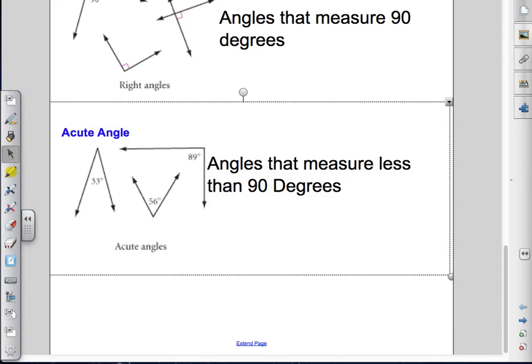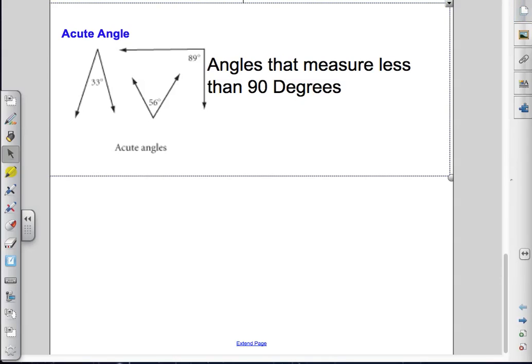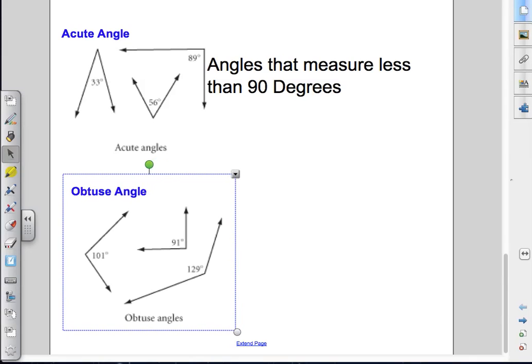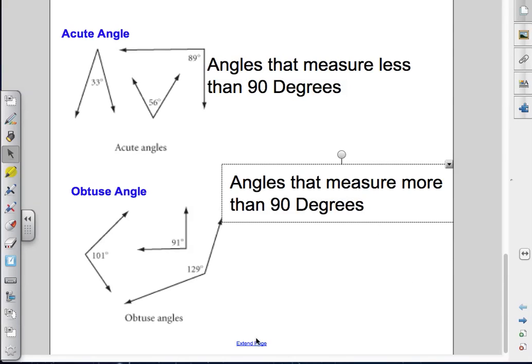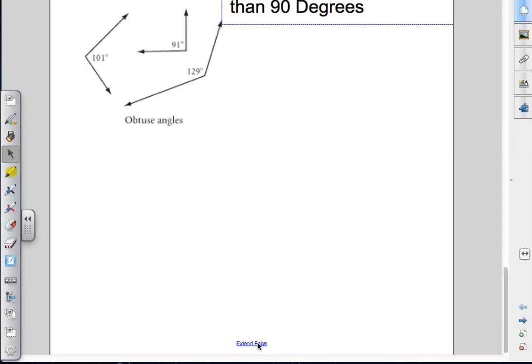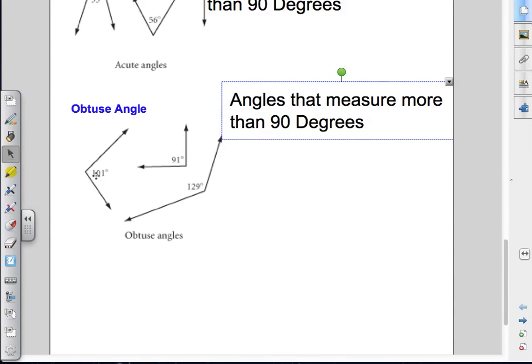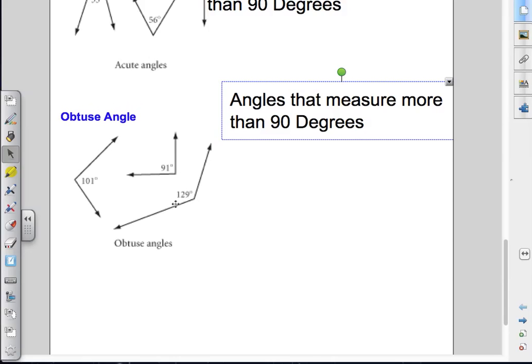Next, we have obtuse angles. Here are some pictures of obtuse angles. And obtuse angles, if you don't know, are angles that measure more than 90 degrees. As we look here, all these angles, 101, 91, almost 90, but it's more than 90, 129, these are all obtuse angles.